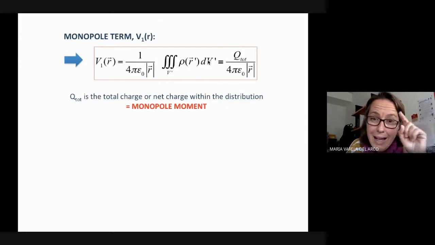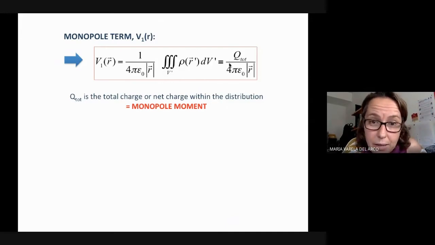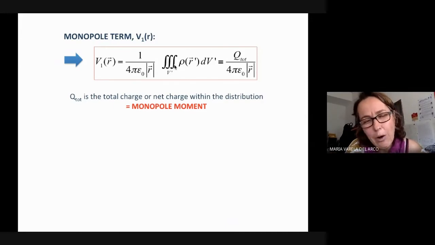Okay? So this term here, the integral of rho dv, in other words, the total charge, is what we call the monopole moment. Hey, it's a point charge. We physicists like calling things funny names. So the total charge of my distribution is just a monopole moment.